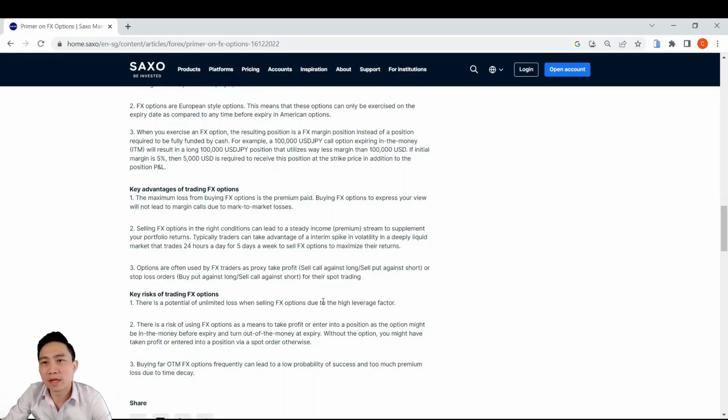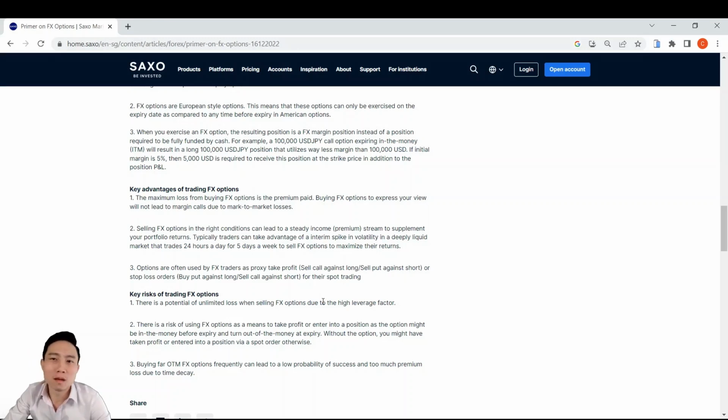Now I'll go through some of the key risks of trading FX options. Firstly, the risk of unlimited loss is there when selling FX options due to the high leverage factor. Secondly, using FX options as a means to take profit or enter into a position can present some undesirable outcomes. For example, the option might be in the money before expiry and turn out of the money at expiry, and therefore there is this path dependency risk that you need to be aware of. Without the option, you might have already taken profit or entered into a position via a spot order.